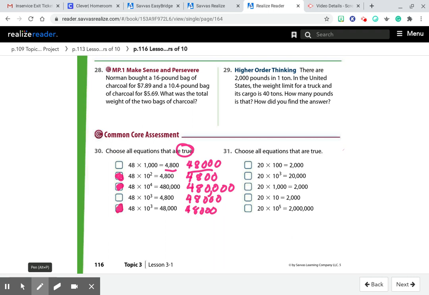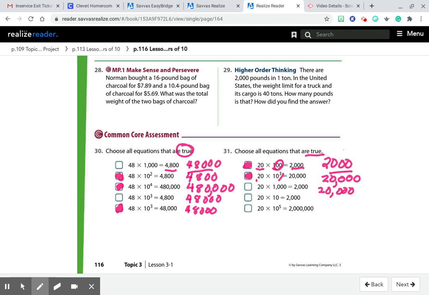Choose all the equations that are true. 20 times 100. I'm going to use a distributive property here. I'm doing 20 times 1, my 1 times tables. I can rock those. 20 times 1, and then I'm going to annex, bring over those 2 zeros. Does that look true? Is that the same? Yes. I'm going to do 20 times 1 is 20, and I want to do 3 zeros. 1, 2, 3. Put in my comma. Does that look correct? Yes, it does. 20 times 1,000 would be 20,000. Nope, that one's not right.